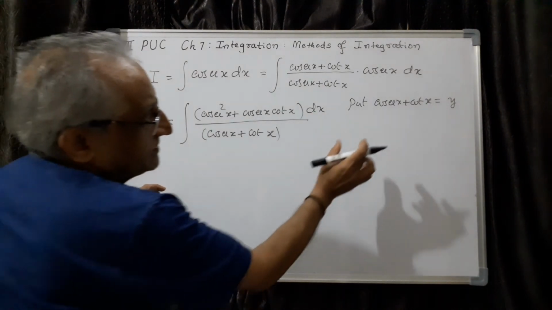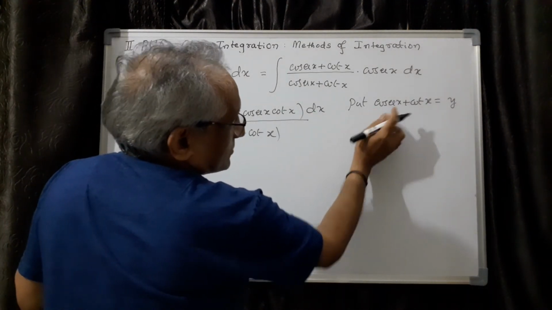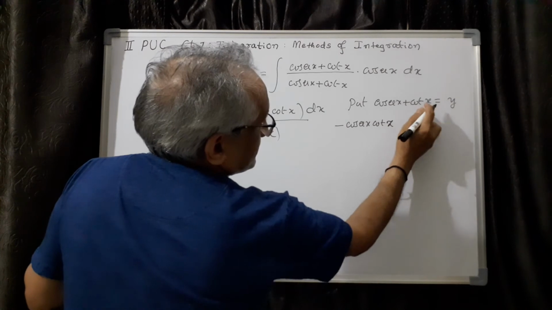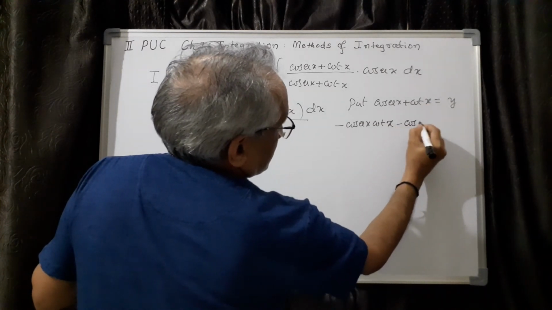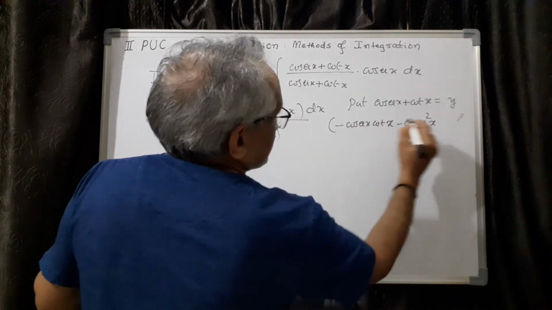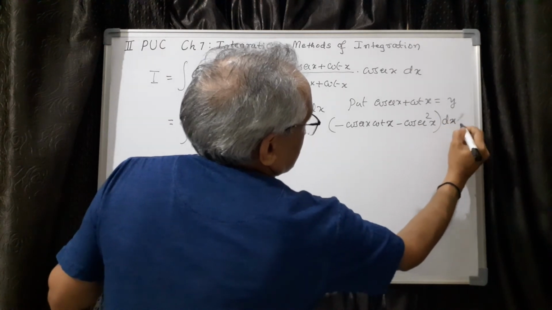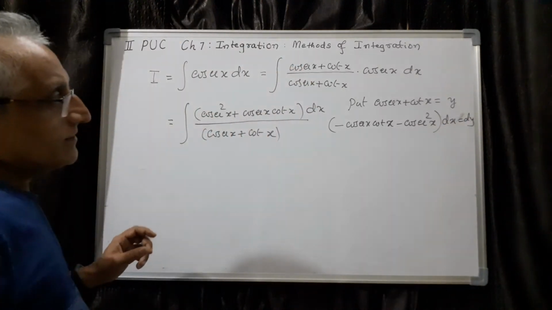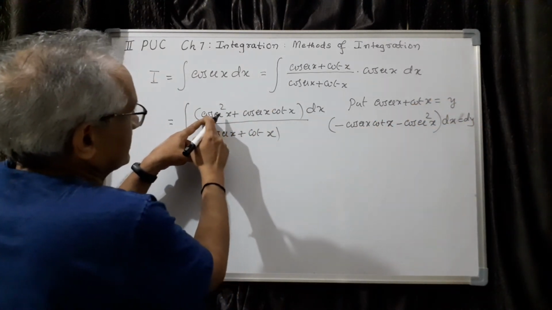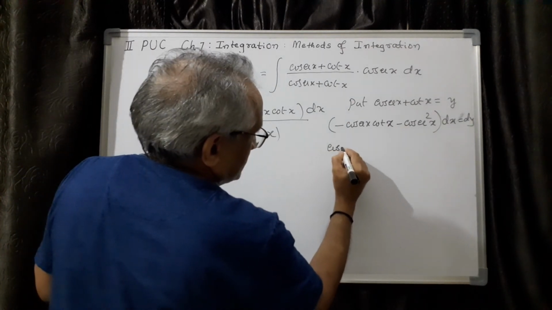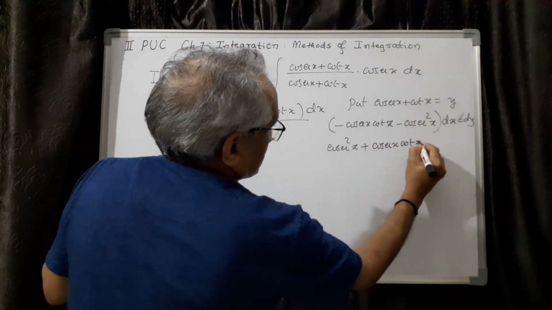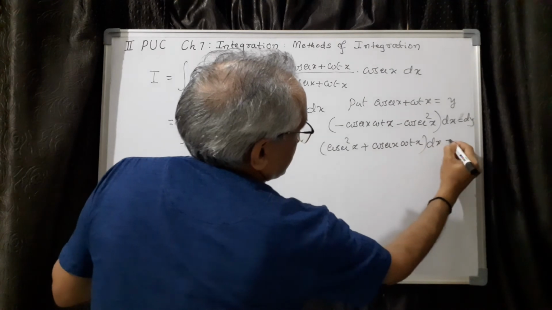Then when you differentiate, cosecant x gives minus cosecant x cot x, and differentiation of cot x is minus cosecant square x. So of course I have to write this into dx, and this will be equal to dy. So I will take the minus to the other side and interchange, because here cosecant square x is there. Therefore I will write cosecant square x plus cosecant x cot x into dx will be minus dy.